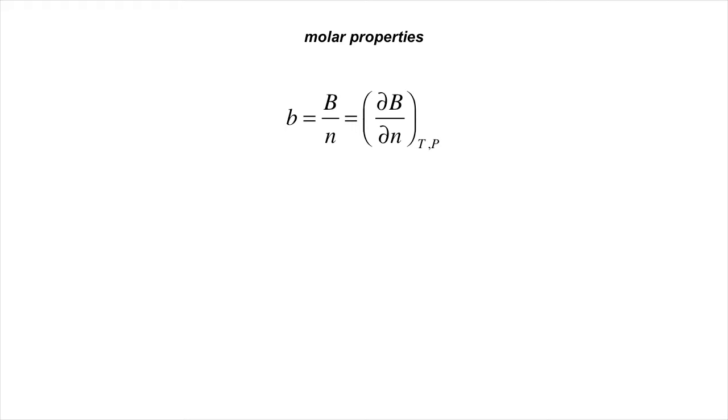the same system. For example, imagine we have a mixture that has extensive property, capital B. We can define a molar property, lowercase b, which is the ratio of capital B to the total number of moles N in the system. We can also think of this ratio as the partial derivative of capital B with respect to N at fixed temperature and pressure. To better understand what this partial derivative means, consider a mixture of two species, red and blue, with a particular intensive value of lowercase b.